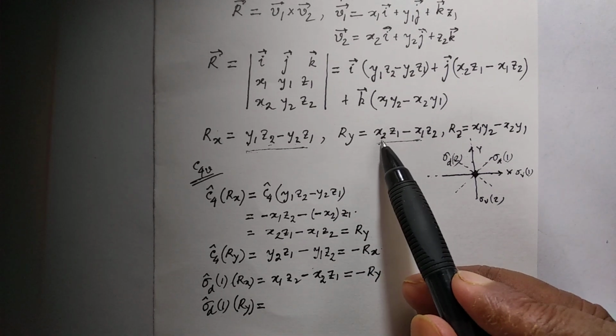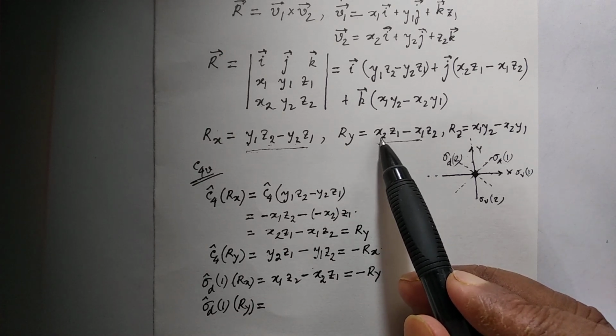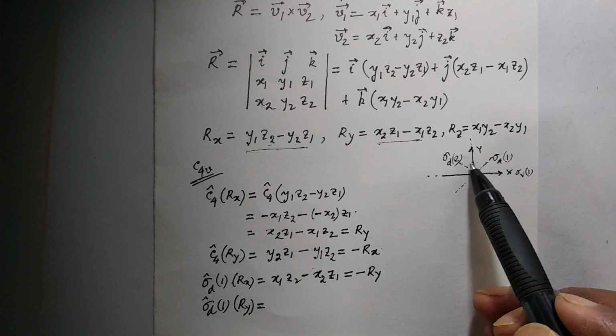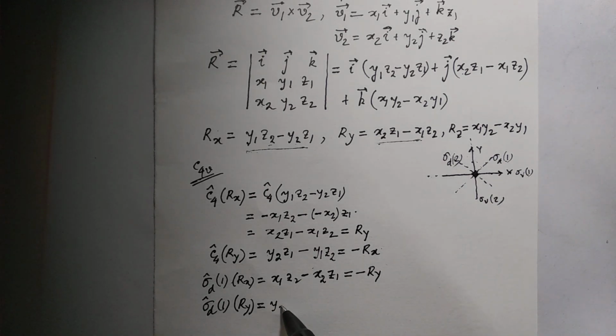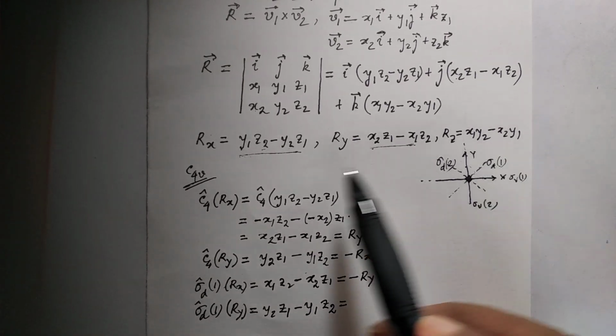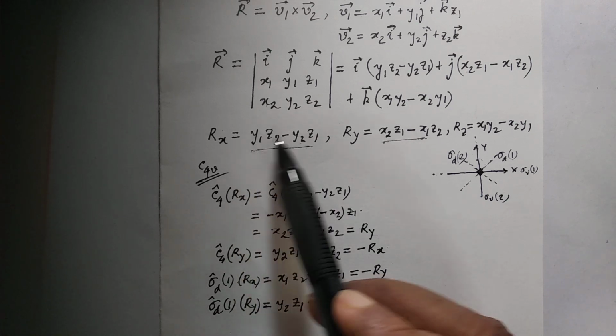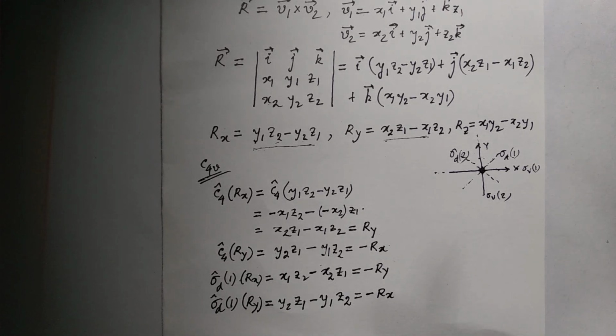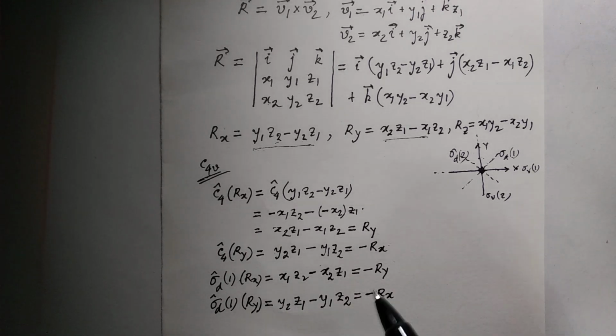Ry is this, x2 z1 minus x1. So x2 becomes y2 by sigma d1. X becomes y. So x2 becomes y2, z1 remains unchanged, minus x1 becomes y1, z2 remains unchanged. And what is that? y2 z1 minus, this is minus Rx. This is minus Rx. Thus we see that Rx and Ry are transforming together.